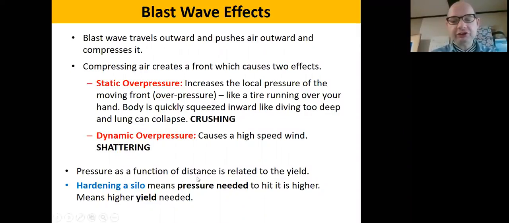Now pressure as a function of distance is related to the yield. As you get further away, the pressure is going to be less, and the effect is going to be less. Hardening a building or a missile silo means that you harden it so well that it can withstand a certain pressure from a certain yield. As I say, it's 20 PSI or something like this. You actually harden it so it can withstand that kind of pressure.